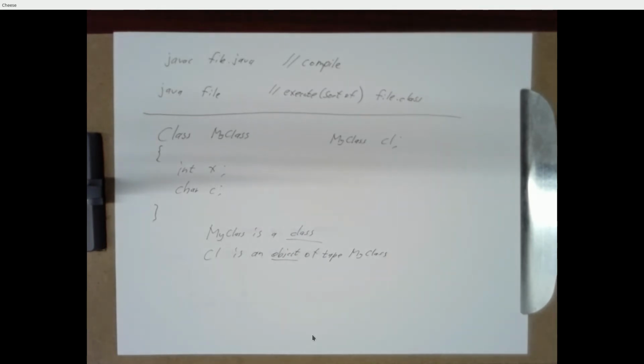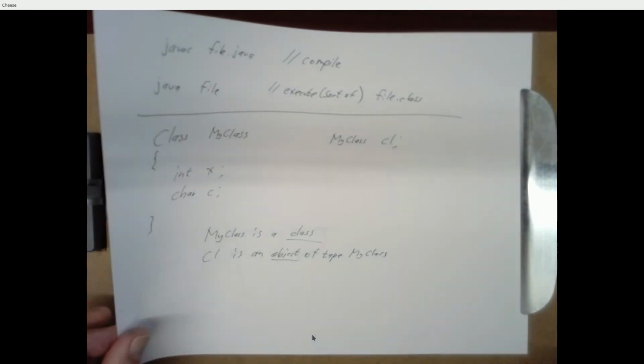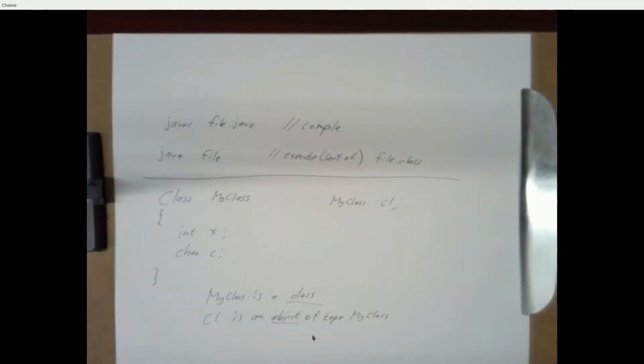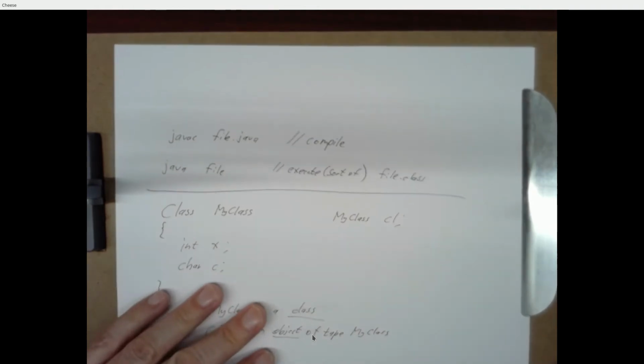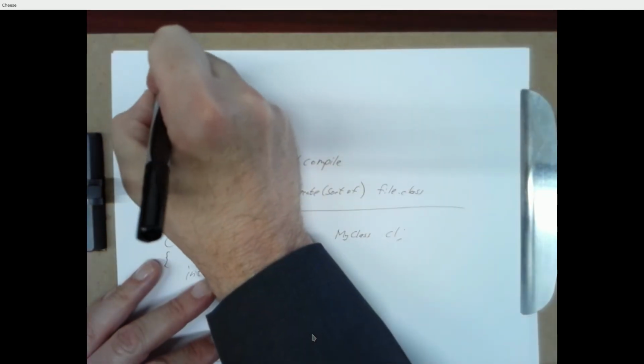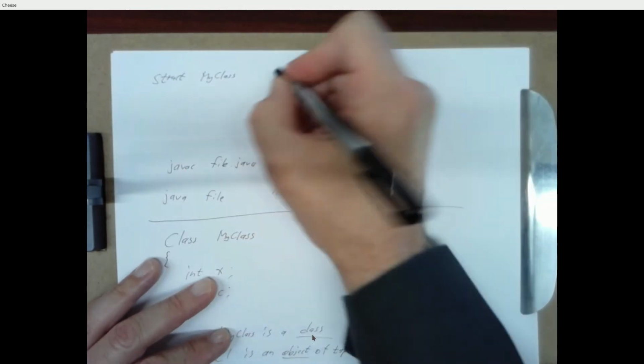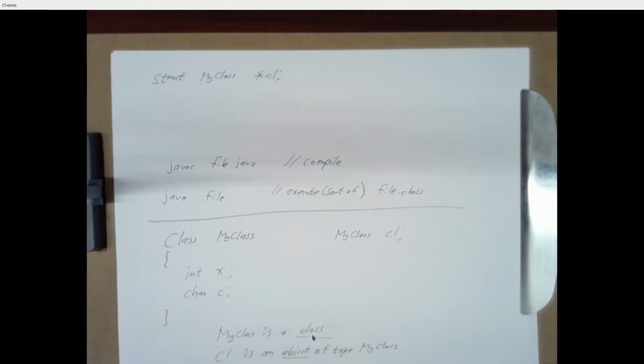Now we're not going to do malloc statements in Java. We're not going to do the free statement. We're not going to use pointers. All that stuff is behind us now. It's all handled inside the Java virtual machine. So we can do something like this, but I want you to think for a moment, and we'll get away from this eventually, of how we did this in C. We'd say something like struct my class star CL. That's sort of what's happening here when we say my class CL.